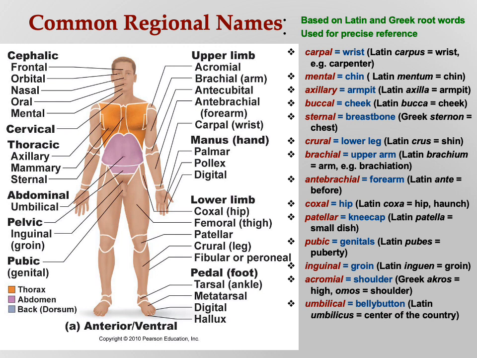It's the front of your lower leg. Brachial is your upper arm. That's like the term brachiation. That's what monkeys do when they swing through the trees. That's called brachiation. So brachial is your upper arm.